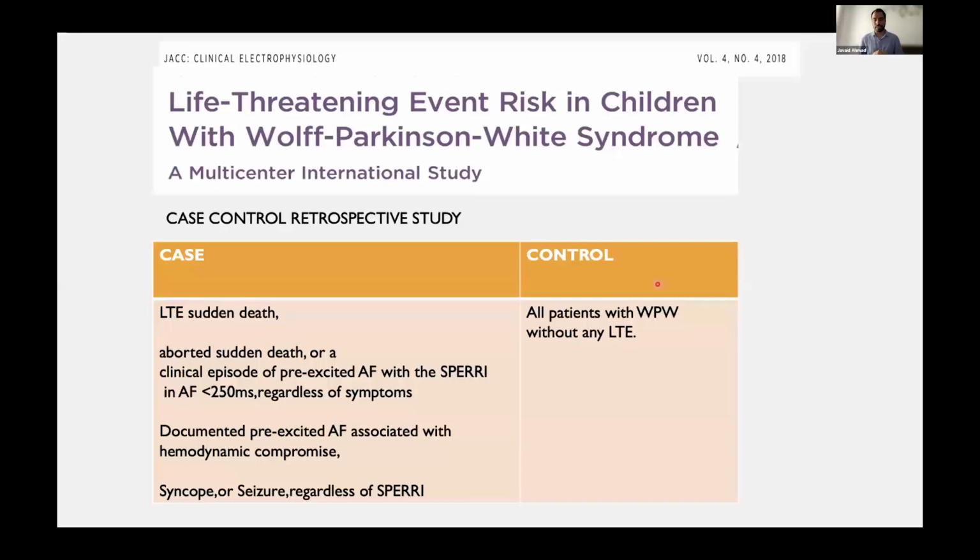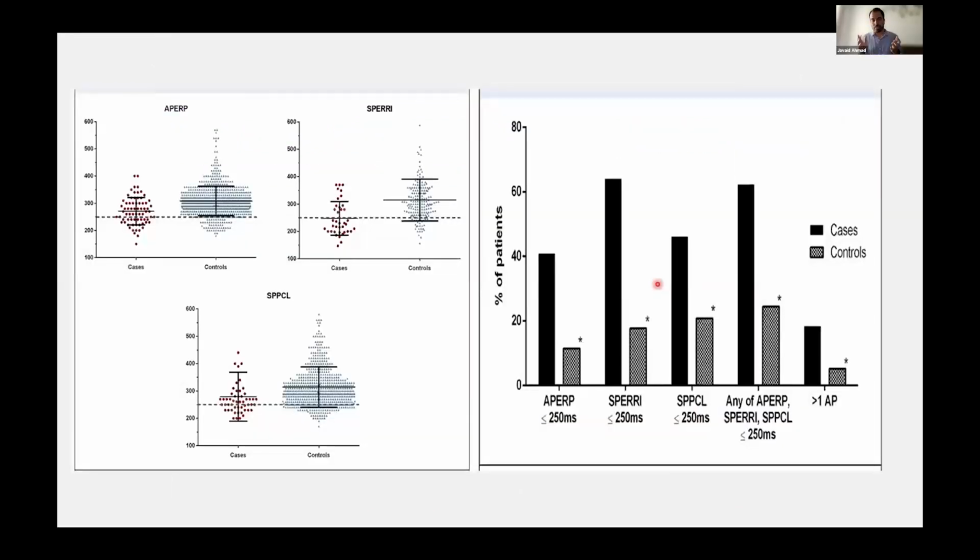What they found was that whenever these patients were subjected to EP studies, the cases, compared to the controls, had a significantly shorter accessory pathway effective refractory period, say less than 250 milliseconds. And SPERI, I'll come to it a bit later. SPERI means shortest pre-excited RR interval, which essentially gives us some idea about the conduction property and the functional refractory period of the accessory pathway. It was significantly shorter in patients than in controls.